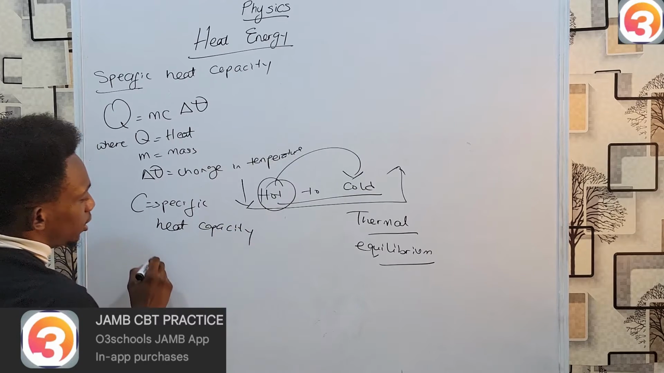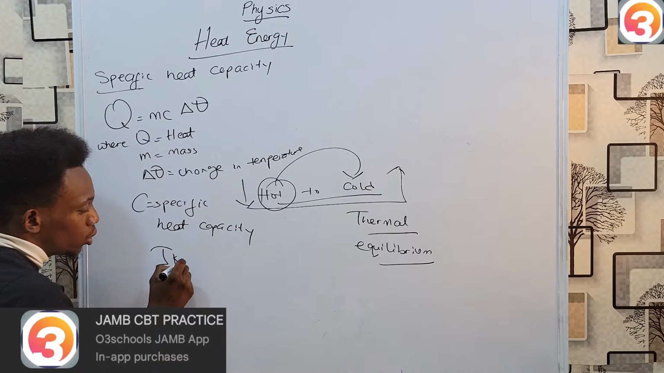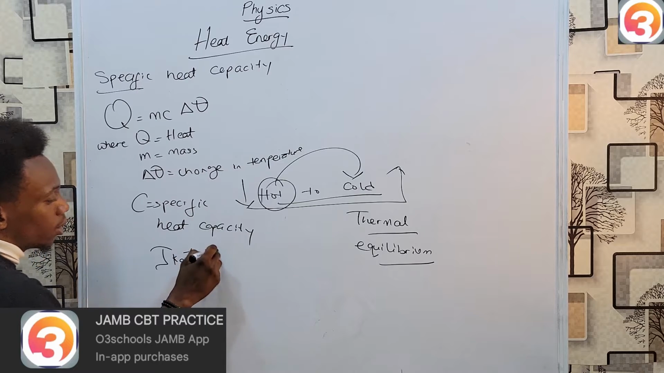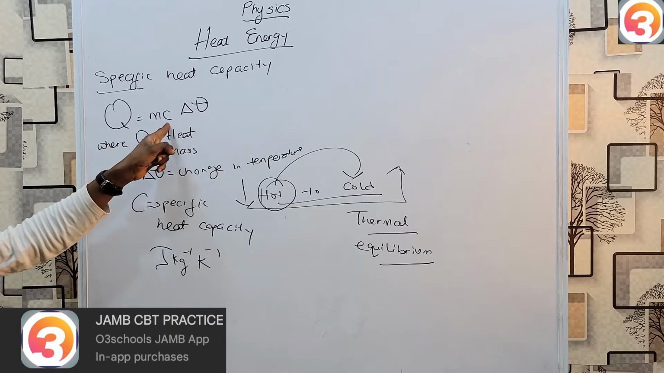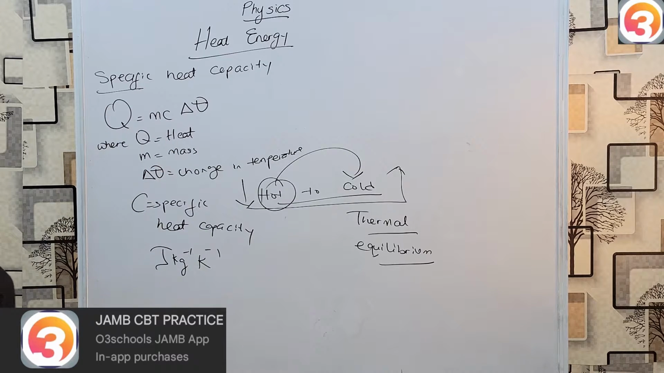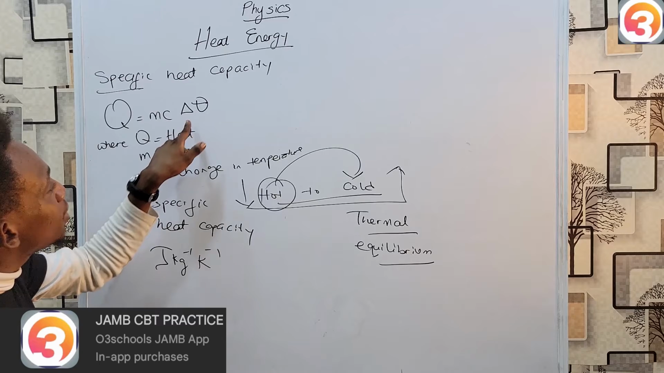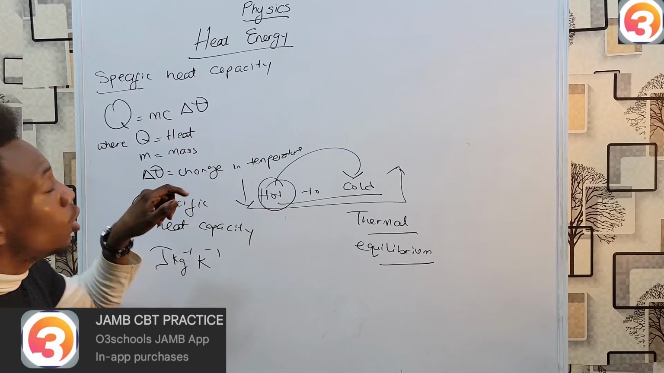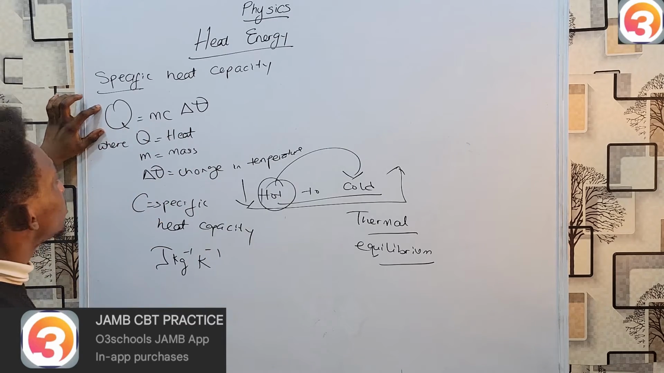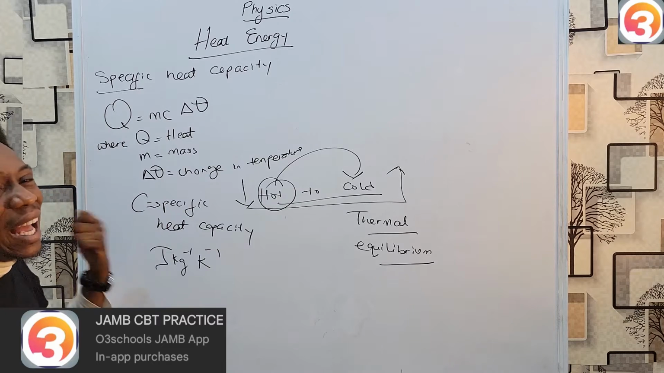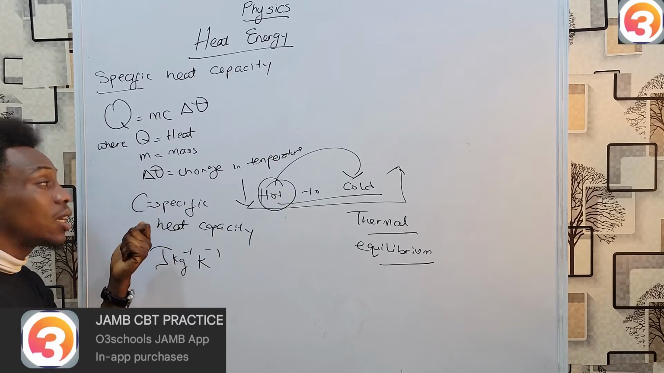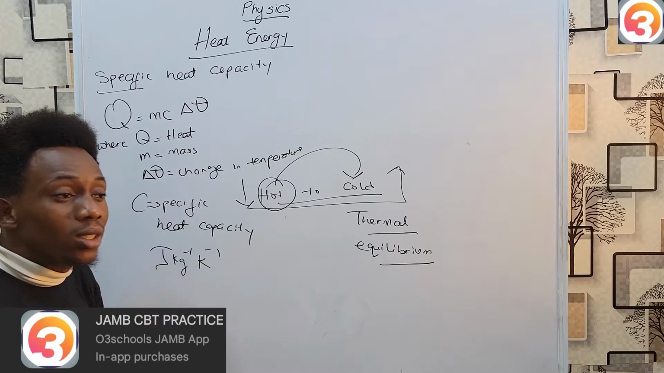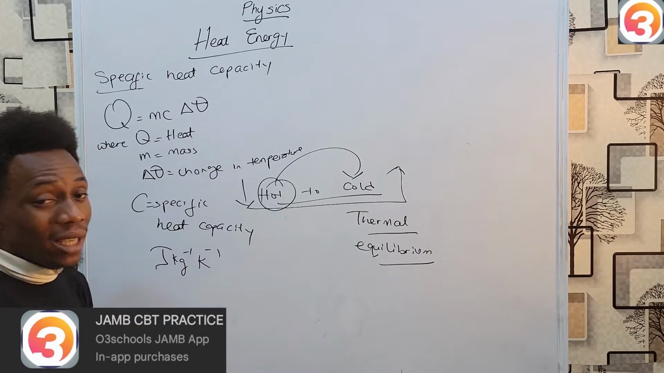And its SI unit is joule per kilogram per Kelvin. It's that simple. Now, obviously, the material with a bigger specific heat capacity will undergo a smaller change in temperature when subjected to the same heat and the same mass as a material having a small specific heat capacity has with the same heat and that same mass.